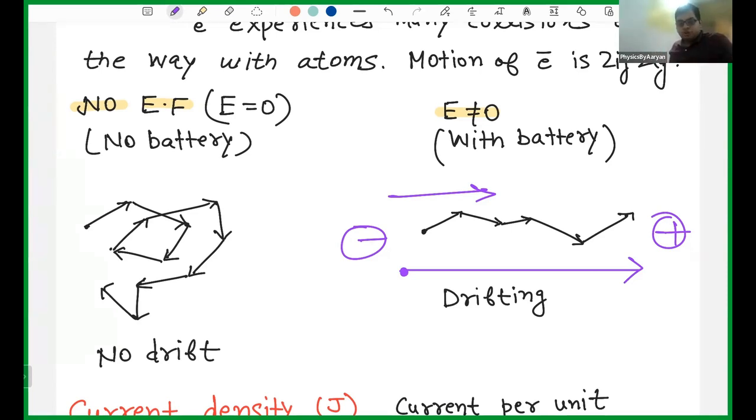Because of the random motion of electrons, if you apply no electric field, they will just keep colliding here and there and will not go from one position to another. But if you apply the electric field, they will go from one position to another. The speed with which they go from one position to another is known as the drift velocity. It is a very small velocity, almost centimeters per second or even less. So the velocity with which electrons overall go from one position to another is known as the drift velocity.